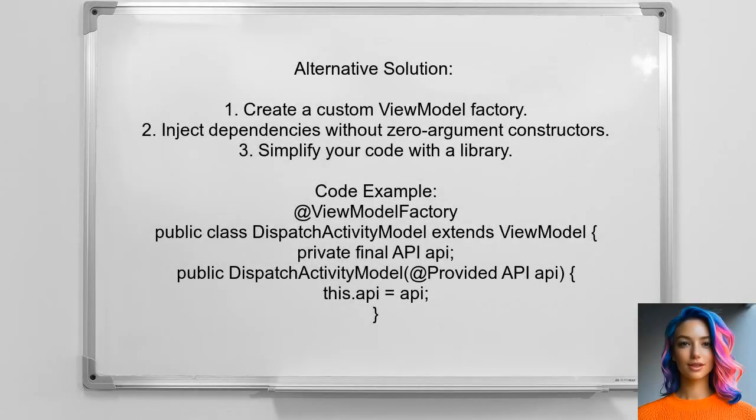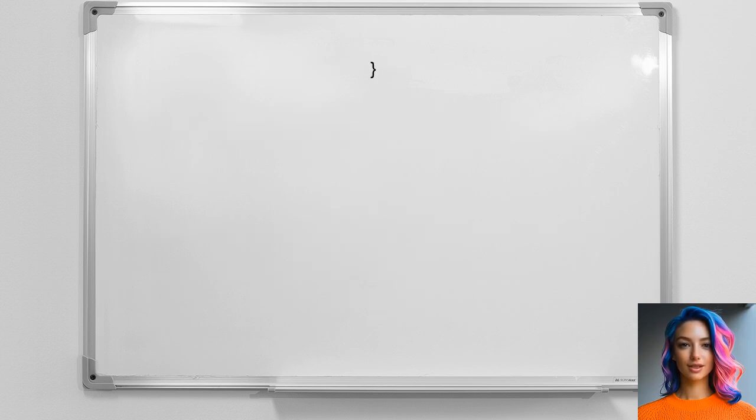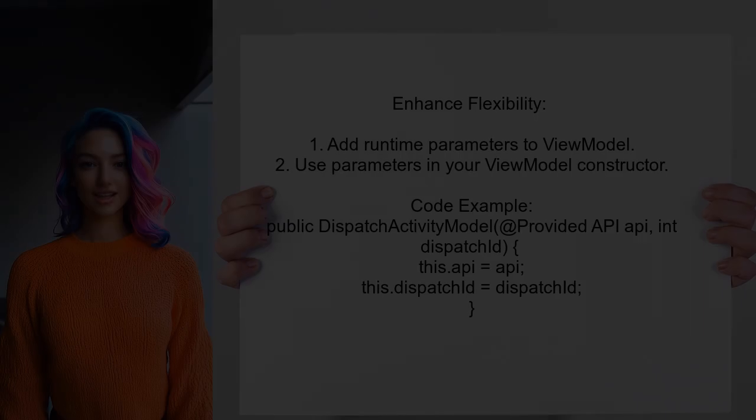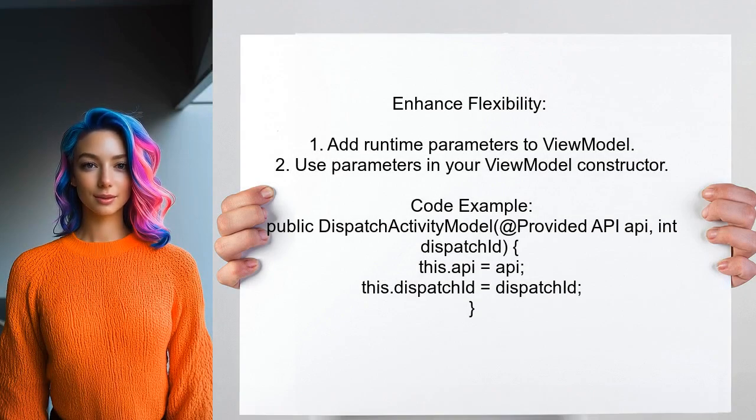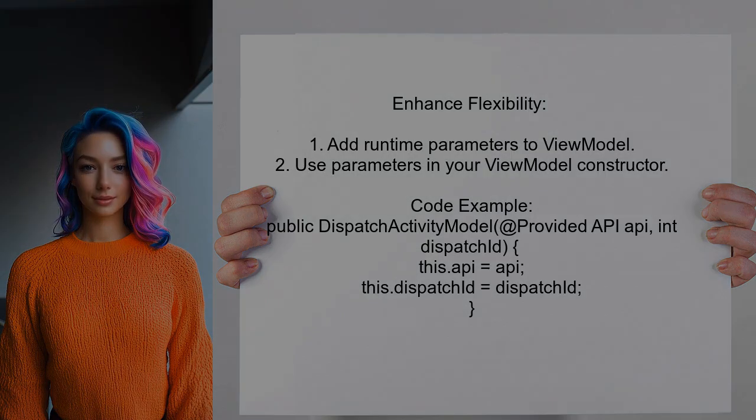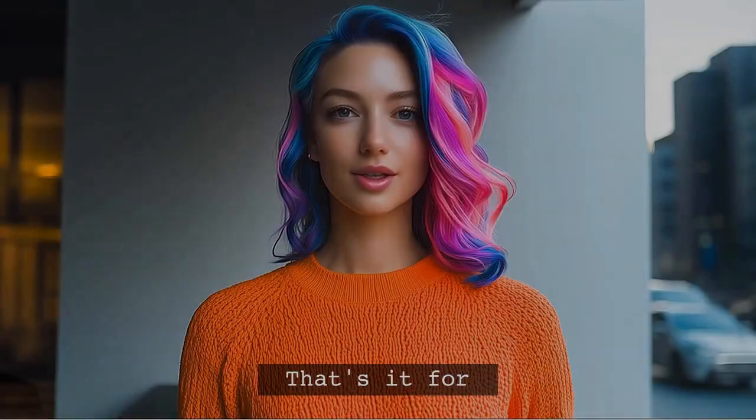An alternative approach suggests creating a custom ViewModel factory to handle dependency injection for your ViewModel. The default factory assumes a zero-argument constructor, which can lead to runtime exceptions. By using a custom factory, you can inject your API class without boilerplate code. This user also mentions that you can easily add runtime parameters to your ViewModel instances. This allows for more flexibility when creating view models based on user input or other dynamic data. That's it for that response.